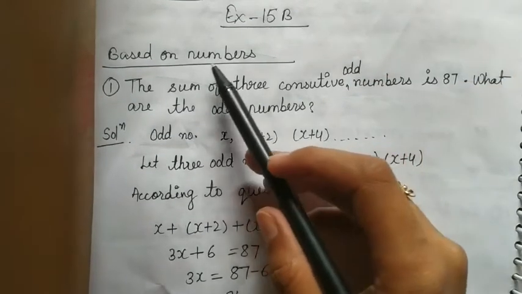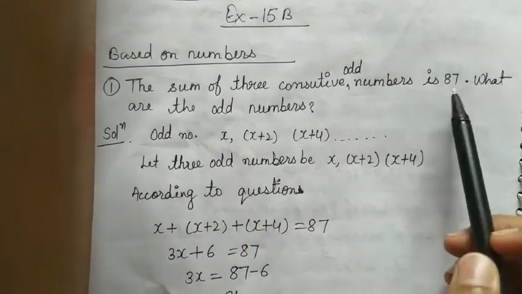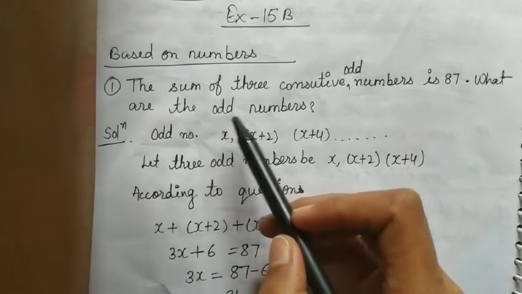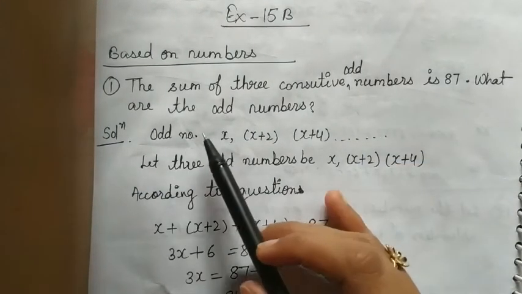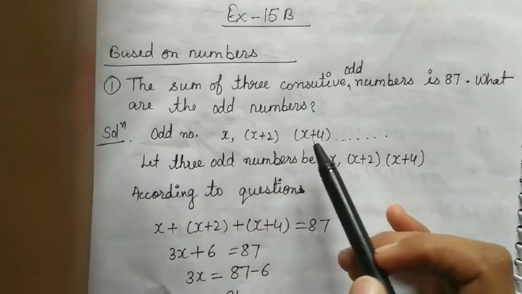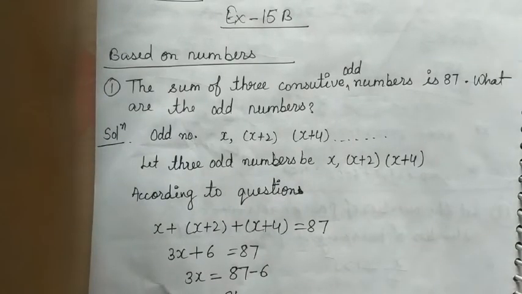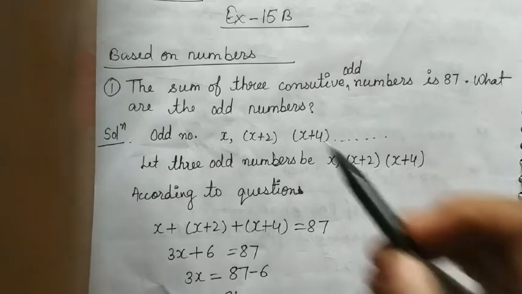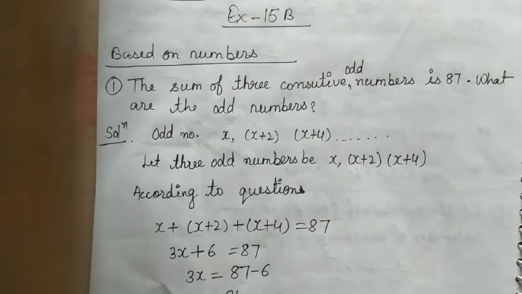One example based on numbers is: the sum of three consecutive odd numbers is 87. What are the odd numbers? To find the odd numbers, we always take the numbers as x, x plus 2, x plus 4. Why have we added 2 and 4? Because the numbers are not natural numbers. These are odd numbers, which means we have to add 2 to get the next odd number.